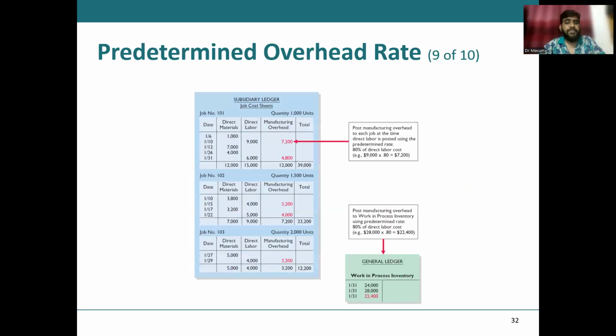So the manufacturing overhead rate is coming from the previous year's database.